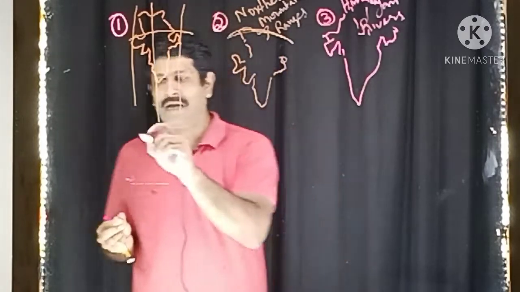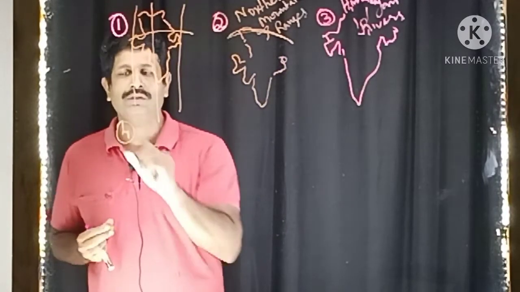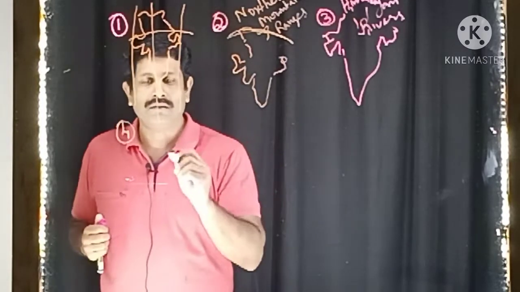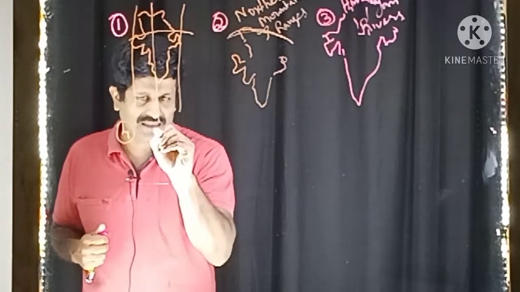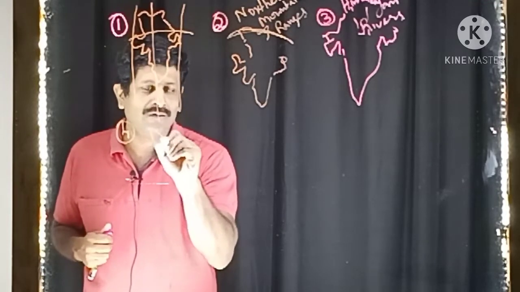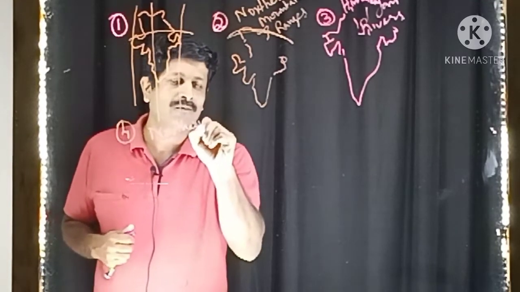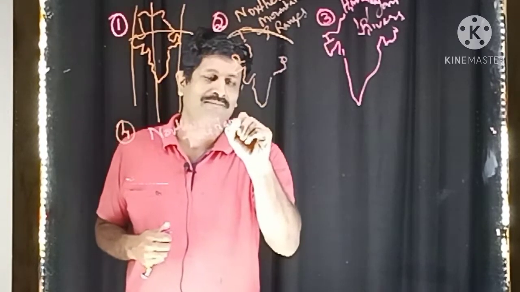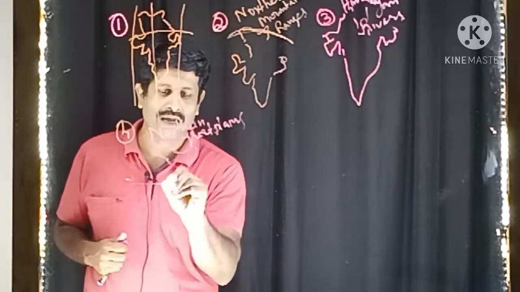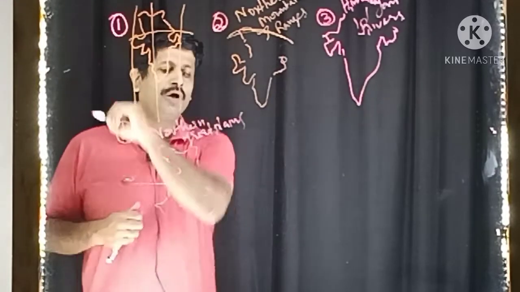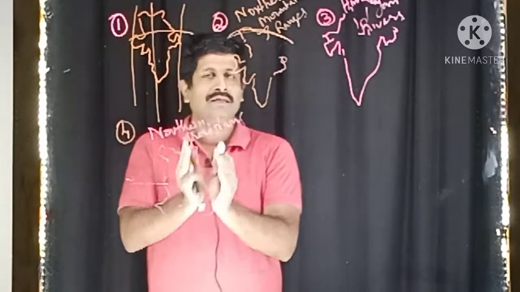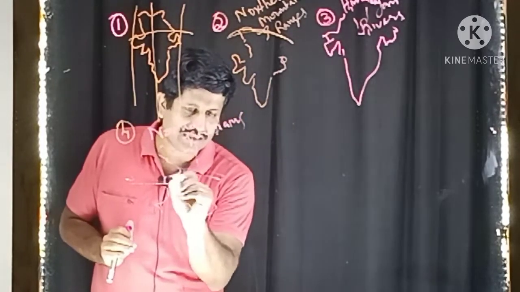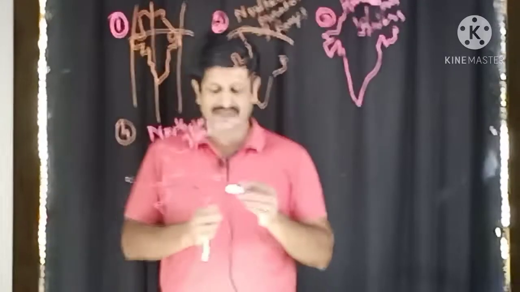Now the fourth map you had to do is the Indian Great Plains, the Northern Great Plains. You had to stick the Indian map, that you already know, and on top of this map, you can see the Northern Great Plains.